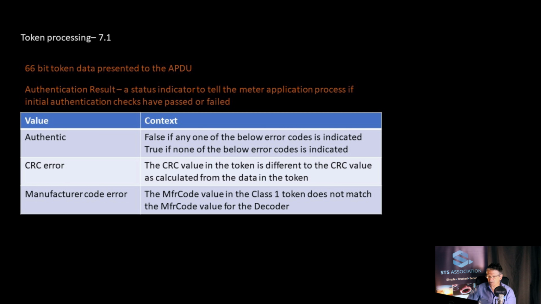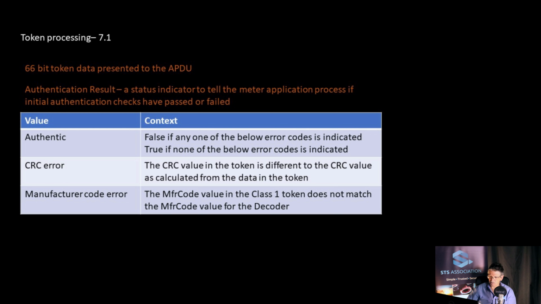This is false if any of the below error codes is indicated, and it's true if none of the below error codes is indicated. First one being CRC error, where the CRC value of the token is different to the CRC value as calculated from the data in the token. So with the token, you get a CRC value at the end of the token, the last 16 bits. The meter will take the token that is entered, it will decrypt it, then calculate its own CRC value. If those two match, then it's okay, and if they don't, you end up with a CRC error.